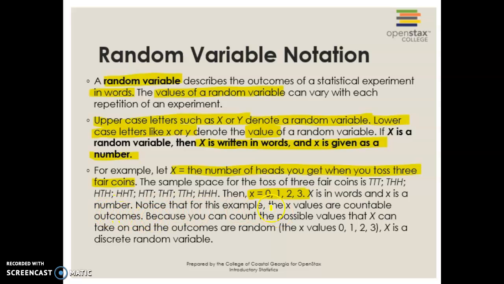They are countable outcomes, and you can count the possible values, so X is a discrete random variable. That's what discrete means: it is countable.